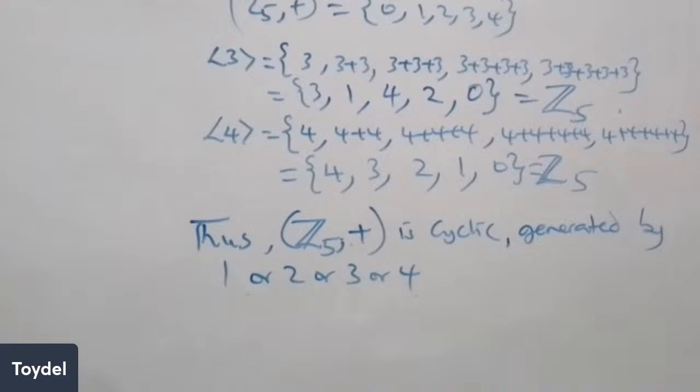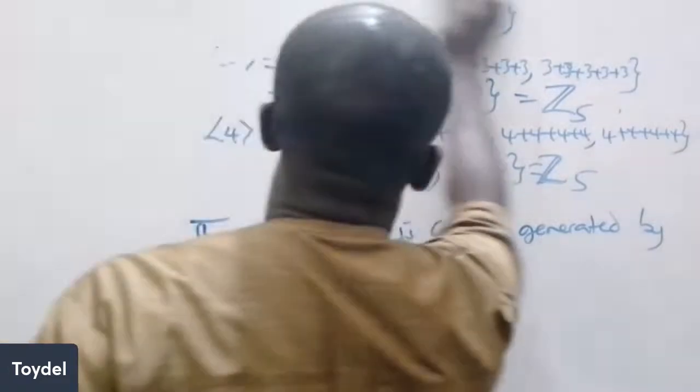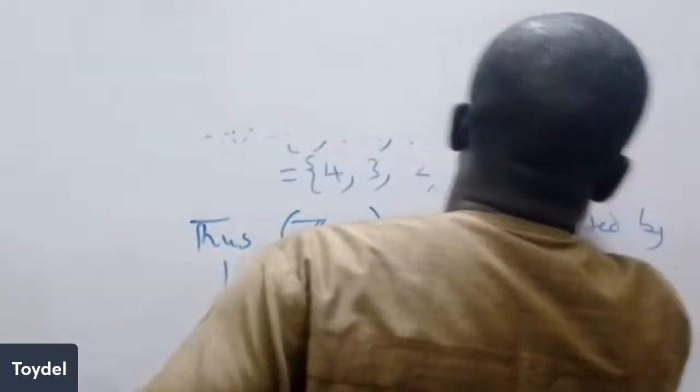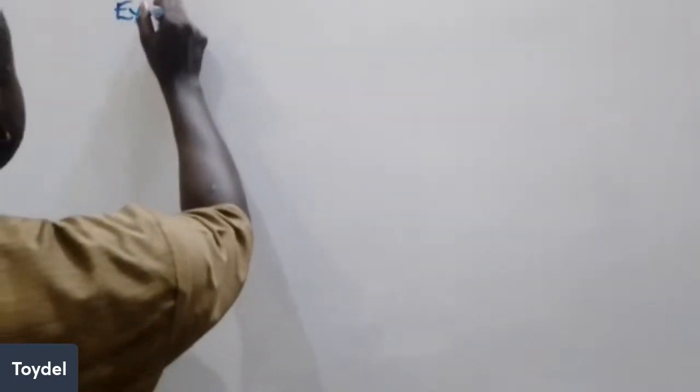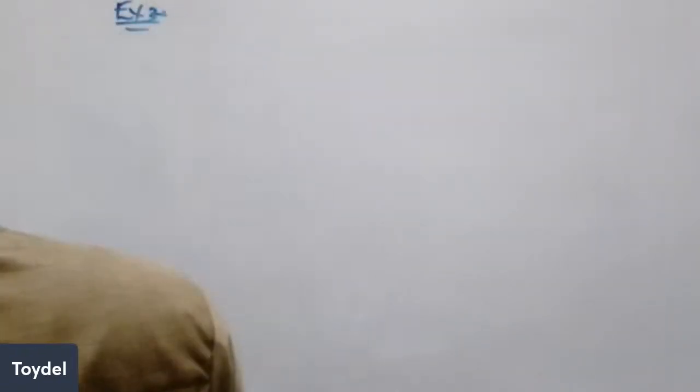So can I still take one more example under cosets? Let's take this example. Then after this example, we'll call it a day. This is an important example. And after this example, we'll continue from there. Look at it. That should be example 3.